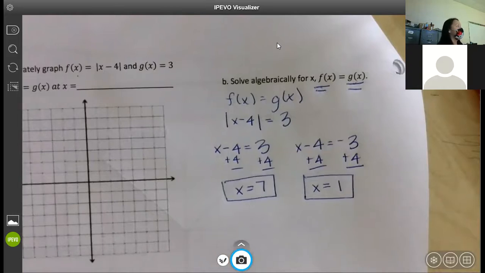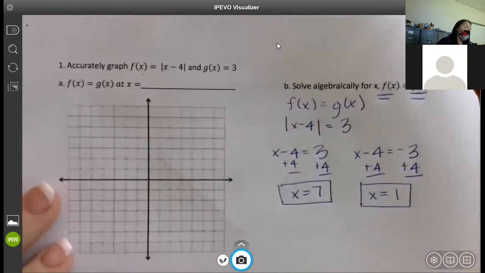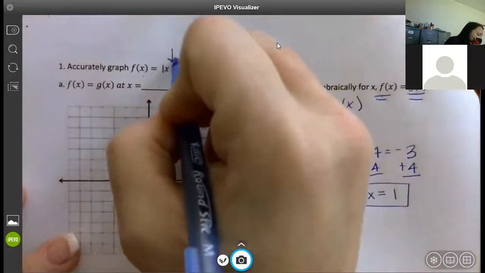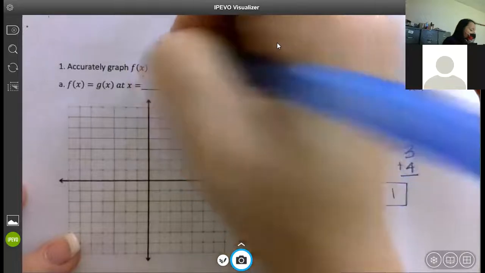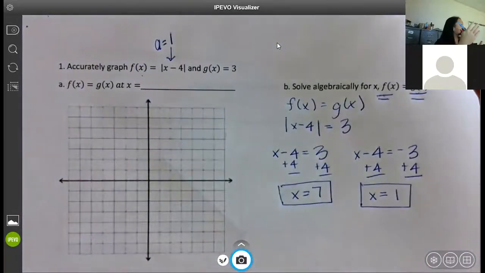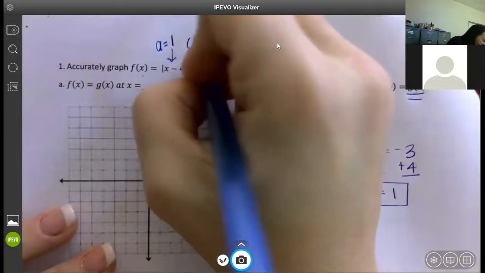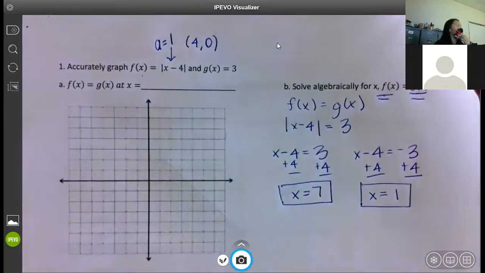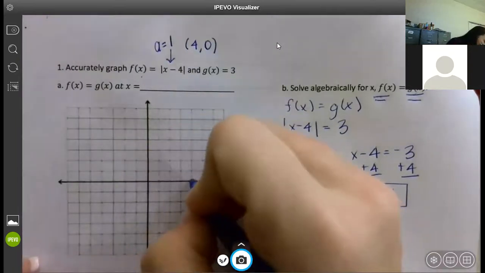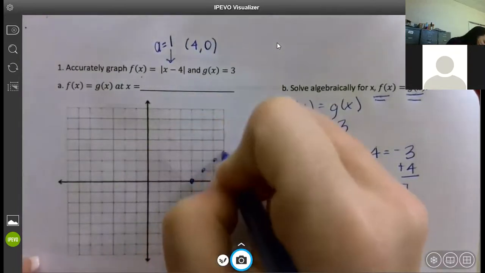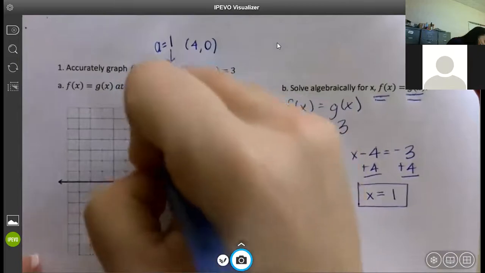All right, so step 1, get absolute value by itself. This one already was. Step 2 is make 2 equations. And step 3 is solve them. That's it. So what if I were graphing this? If I were graphing this equation right here, my A is 1, that means I have a slope of 1. It's positive, so it points up. And then my vertex, change the X, there's nothing on the end, is at 4, 0. So 4, 0, and up 1 over 1.